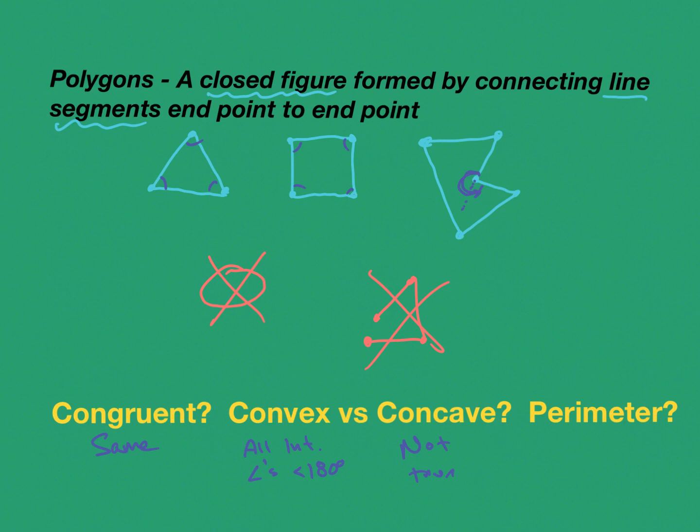Now, perimeter, the beauty of a polygon is we just add up the sides. Add up all the side lengths. Okay?